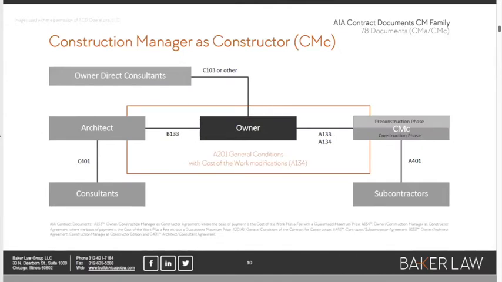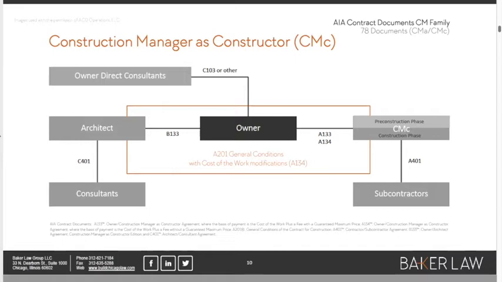Now, there are a number of other project delivery methods where the owner separately hires the architect and separately hires the contractor. Some of you may be familiar with the construction manager as constructor method of project delivery, which is also known as construction manager at risk. In this method of project delivery, the construction manager as constructor, we're going to call it the CMC. The CMC's role is really similar to that of a general contractor.